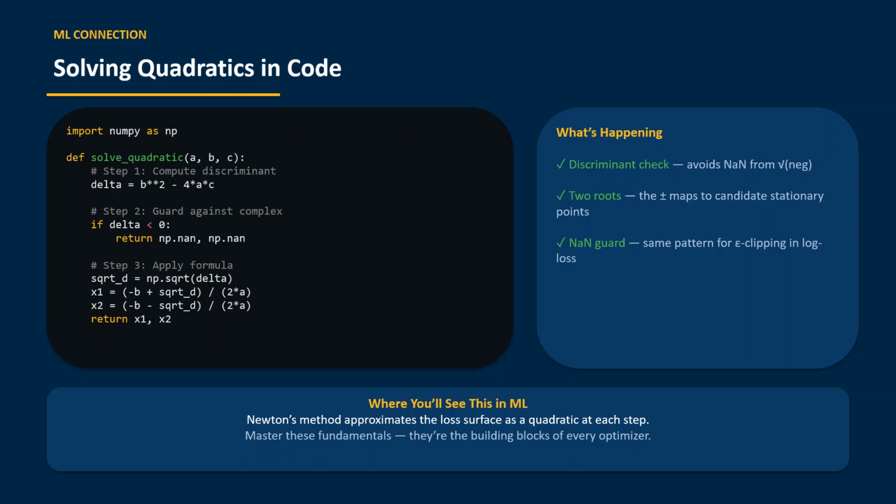This kind of discriminant guard is essential in production code. Without it, taking the square root of a negative number throws a runtime error or returns not a number, which silently corrupts downstream computations. In gradient-based optimization, this same logic determines whether critical points are real, which directly affects whether the optimizer can converge.